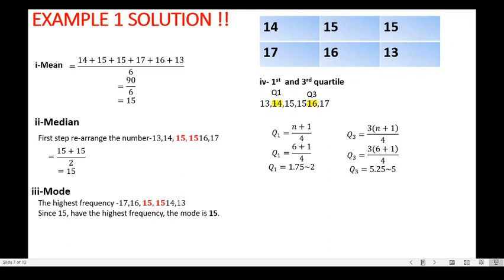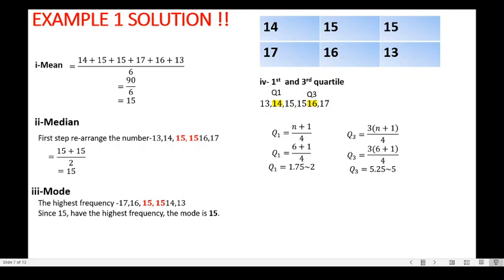How about the second one, median? Like I said, the median is the midpoint, the middle value. So based on this data, the first step is we need to rearrange the numbers from the highest to the lowest, or from the lowest to the highest.